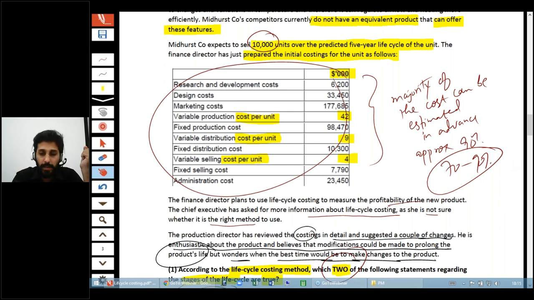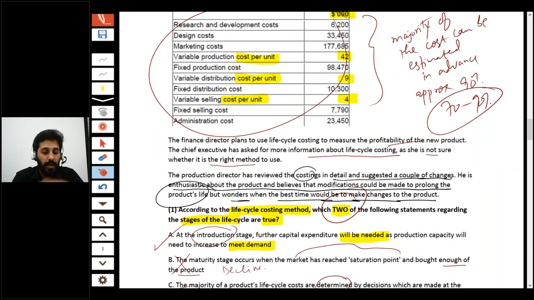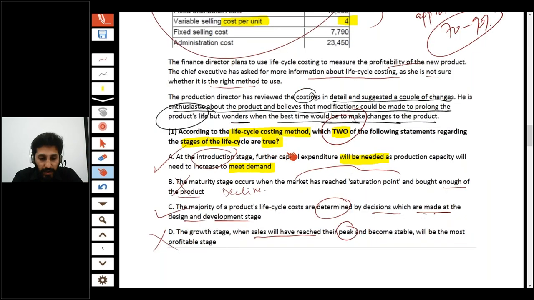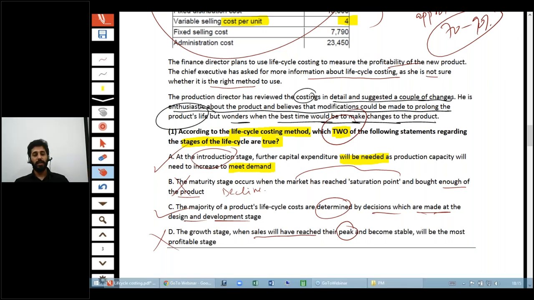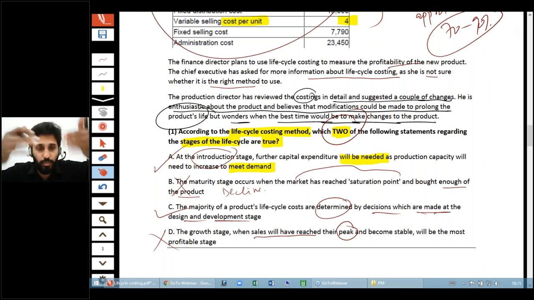That's good. Aurangzeb Imam, your question was, at the introduction stage, further capital expenditure will be needed as the production capacity needs to increase to meet the market demand. At the introduction stage, when my product is being sold, I am foreseeing that the next stage is growth. I need more capacity to increase my production and to meet the demand, and for that I need to spend a large capital amount, right? So that's a very simple thing.